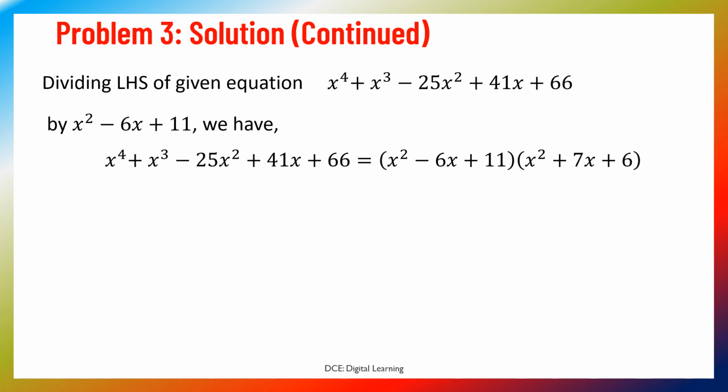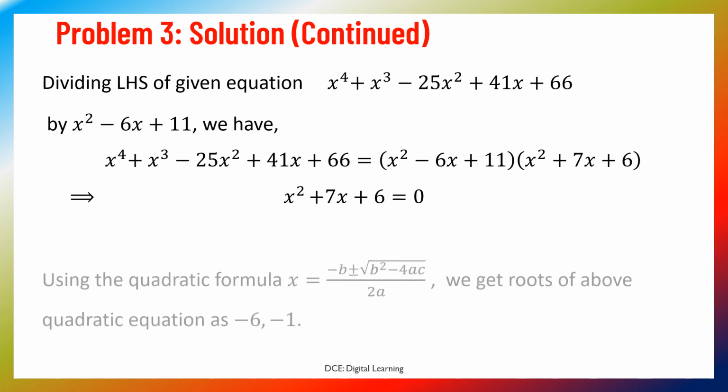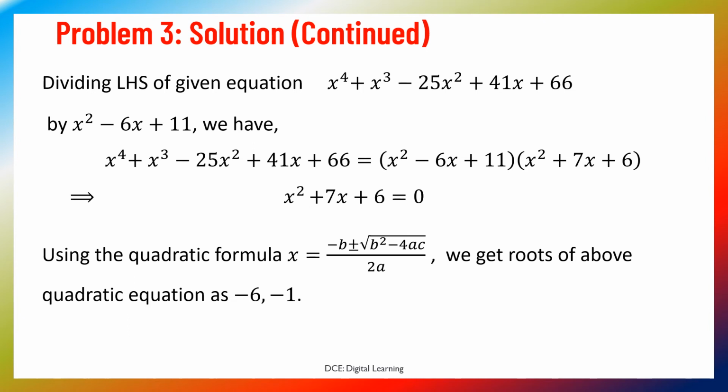Equating the quotient to 0, we have x^2 + 7x + 6 = 0. This quotient is a quadratic equation. We can solve this either by the quadratic formula or by factorization. Using the quadratic formula, x = (-b ± √(b^2 - 4ac))/2a, we get the roots of the above quadratic equation as -6 and -1. Therefore, the required roots are -6, -1, 3 ± i√2.